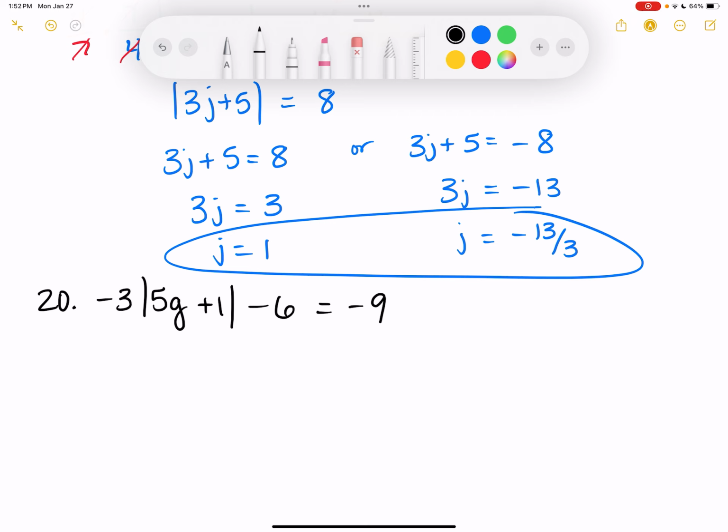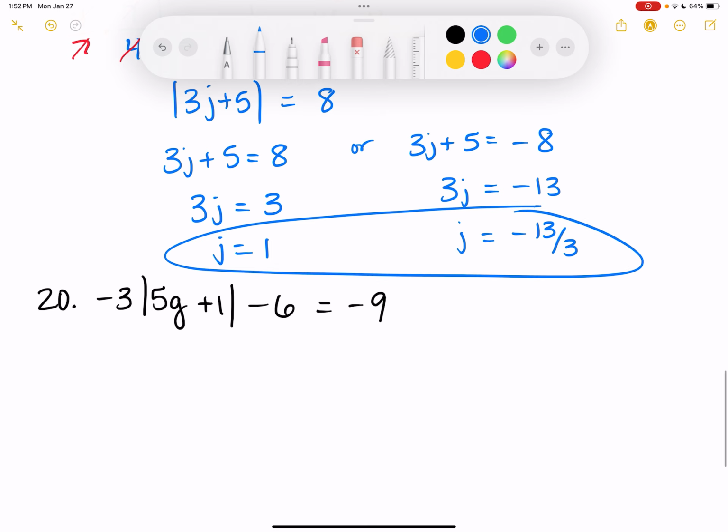So what's the first thing I'm going to move? Plus the 6. Add 6. So I have negative 3 times the absolute value of 5g plus 1 equals negative 3. Now what? You add 3. You guys got this. I believe in you. All right, look, this is negative 3 times this, so how do I move it? You move it to the right.